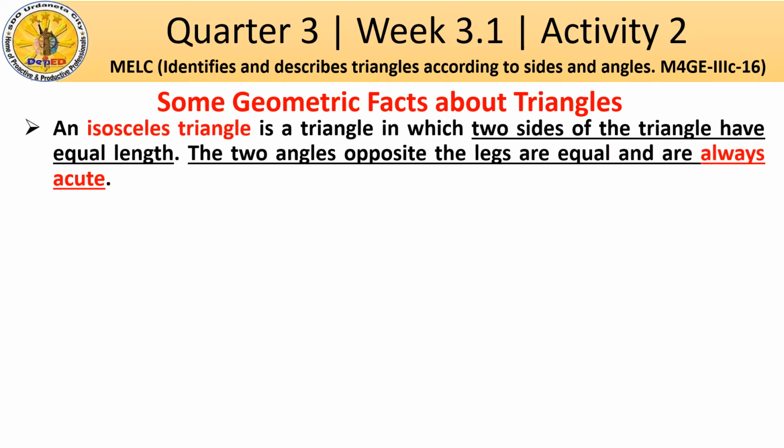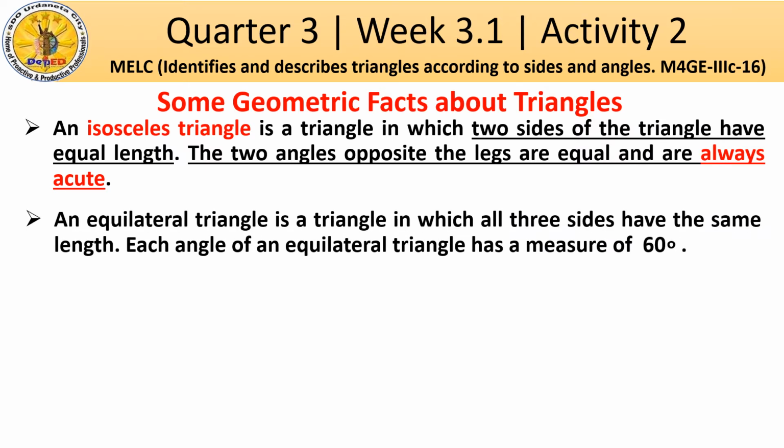An isosceles triangle is a triangle in which two sides of the triangle have equal length. The two angles opposite the legs are equal and are always acute. An equilateral triangle is a triangle in which all three sides have the same length. Each angle of an equilateral triangle has a measure of 60 degrees.